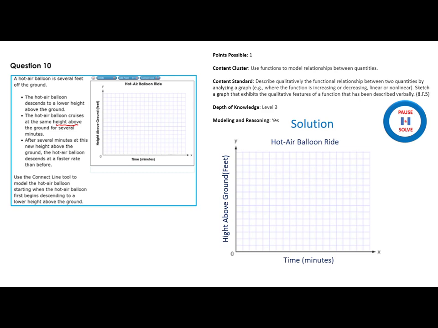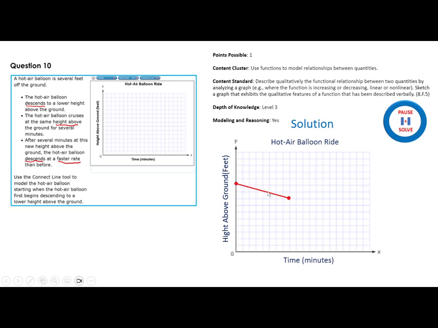Descends first to a lower height, then keeps the same height for a few minutes, and then after several minutes at this new height above the ground, the hot air balloon descends at a faster rate. That's the key word: descends, faster rate. Okay, so we need to draw a possible answer to this situation. If you start at any point here, you choose any point here. So we're going down now, we're going down.